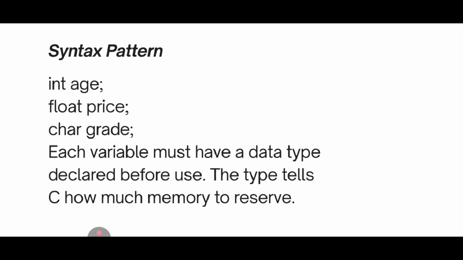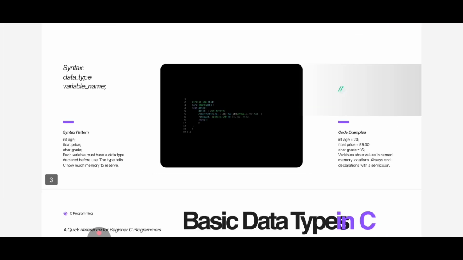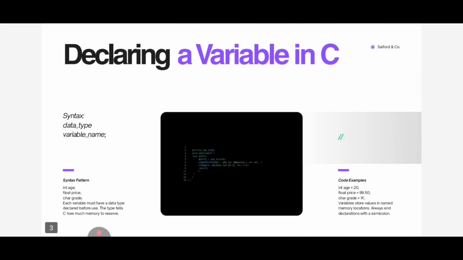Important rules to remember: number 1, every variable must have a data type declared before use. Number 2, the data type tells C how much memory to reserve. And 3, every declaration must end with a semicolon.